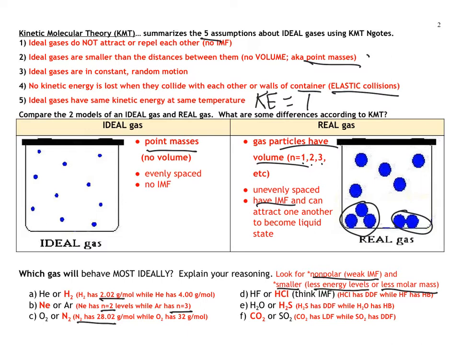In this last example, you'll notice that HCl is more ideal because it has DDF versus HF, which has hydrogen bonding. And then in letter E, H2S has dipole-dipole forces, while water vapor has hydrogen bonding. And then of course the last one, F, if you draw the Lewis structures, you'll notice that one is polar and the other one's nonpolar. Carbon dioxide is nonpolar, so it has LDF, while sulfur dioxide is polar and has DDF forces.